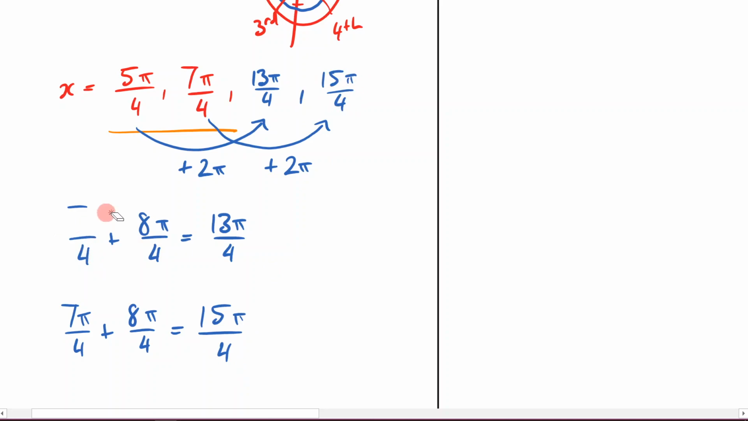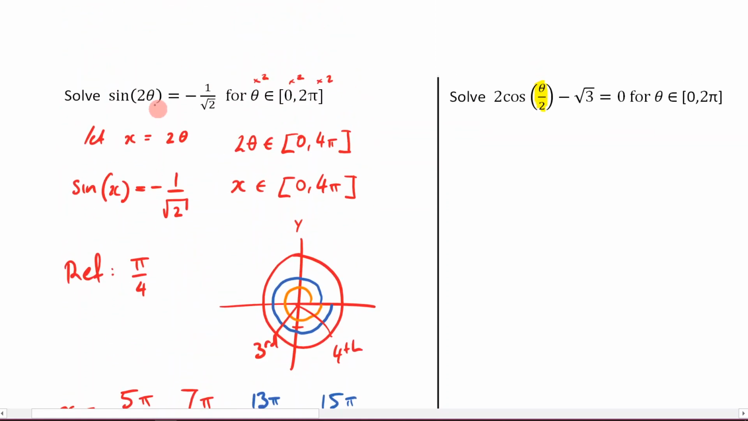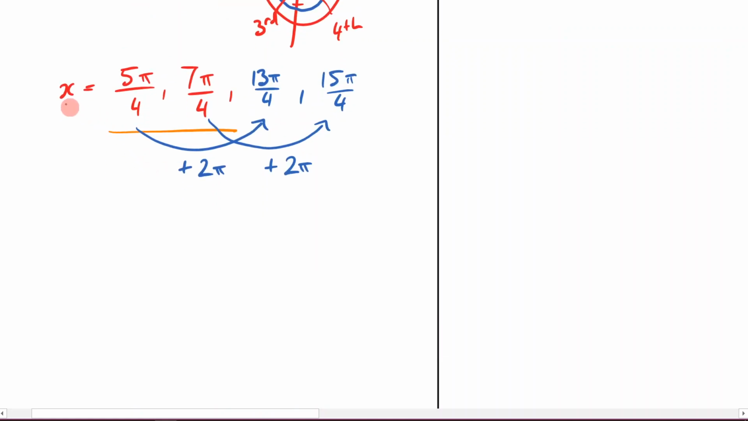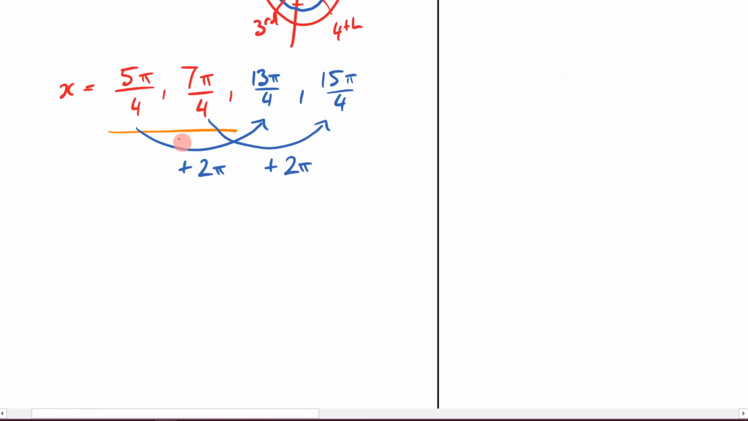Perfect. So now that I've got those, the next thing that I'm going to do is, whenever you're given a question, in this case, as you can see, it's in terms of theta. You can't give an answer in terms of x. You know, that's not allowed. Your answer has to be in terms of theta. So the next thing you're going to say is, well, I know that x is equal to 2 theta, right? Because that's what we stated at the beginning. So that means all of these are going to be the same. So I'm not changing anything here. I'm going to do it all in red.